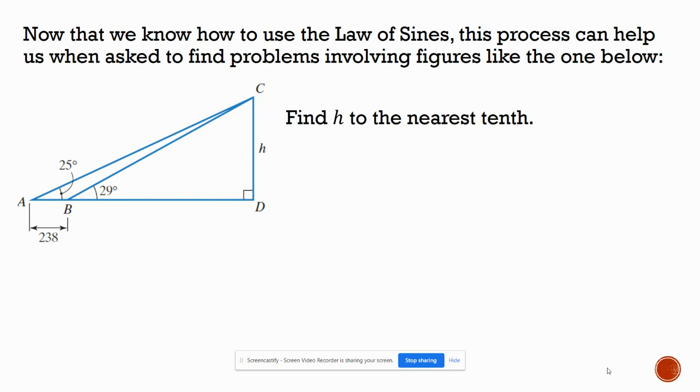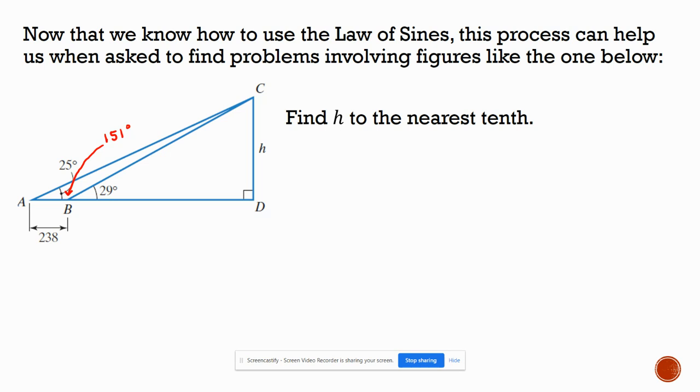So we really have to use that small triangle ABC in order to help us then figure out what h is. So notice that with our problem, in the triangle ABC, we are given the side of AB to be 238, we're given angle A to be 25. Notice that I actually can figure out this angle B because it is right next to that 29-degree angle, and together they're forming a straight angle. So I'm going to subtract 29 from 180, and that tells us that this angle right here is 151 degrees.